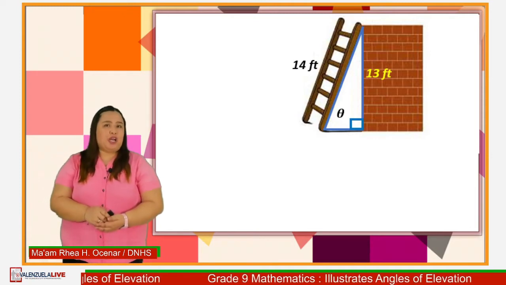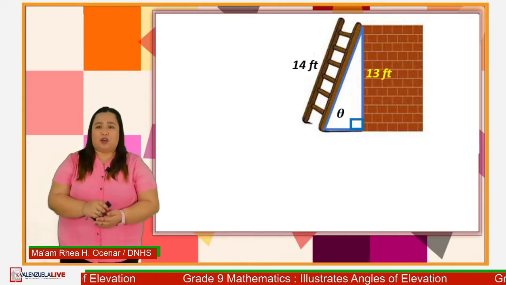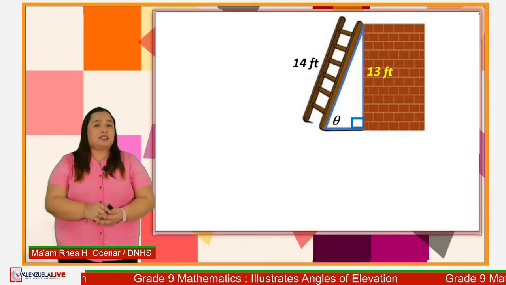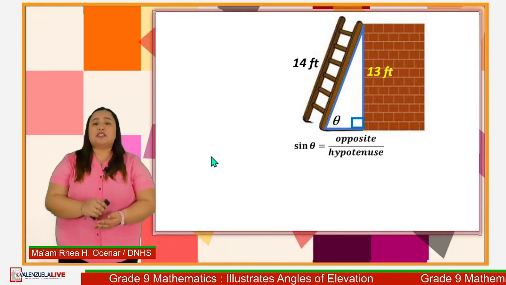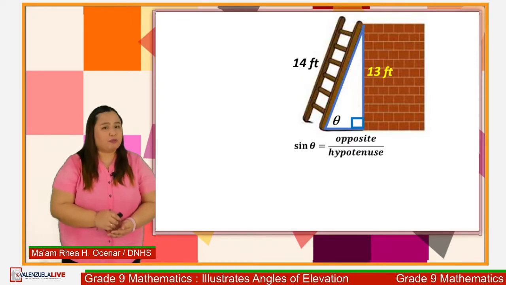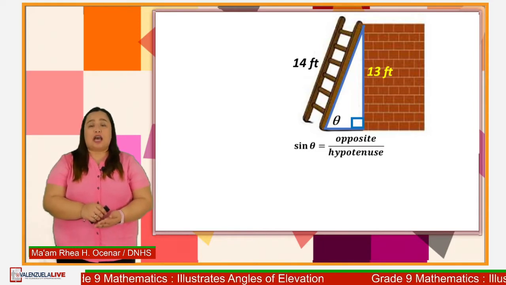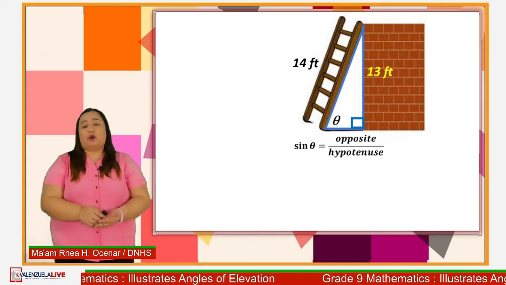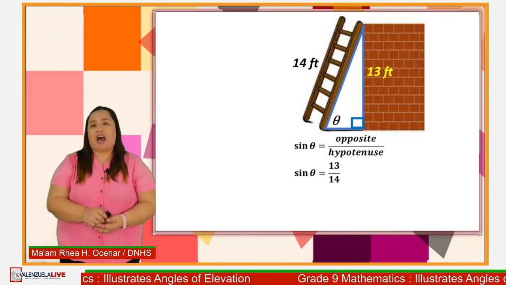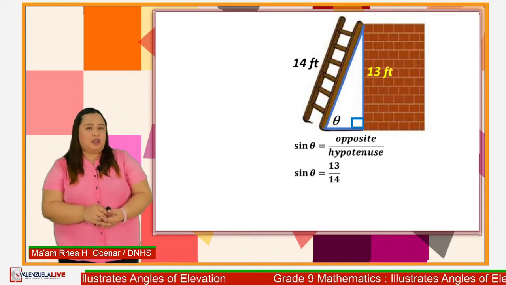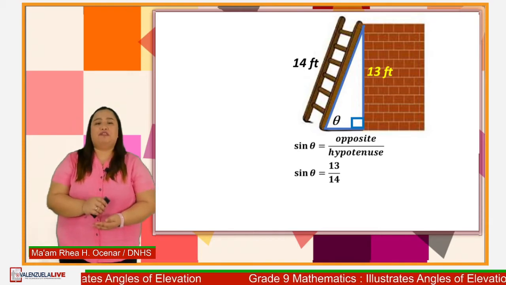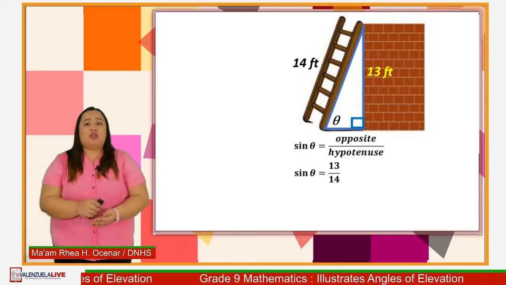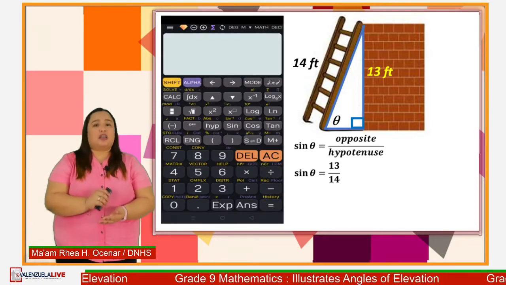Based on the figure, 13 feet is the opposite side of the angle theta, and 14 feet is the hypotenuse. We can use the sine function to solve this problem. So we have sine theta is equal to opposite over hypotenuse. By substitution, sine theta is equal to 13 over 14. To get the value of theta, we will use again the scientific calculator.